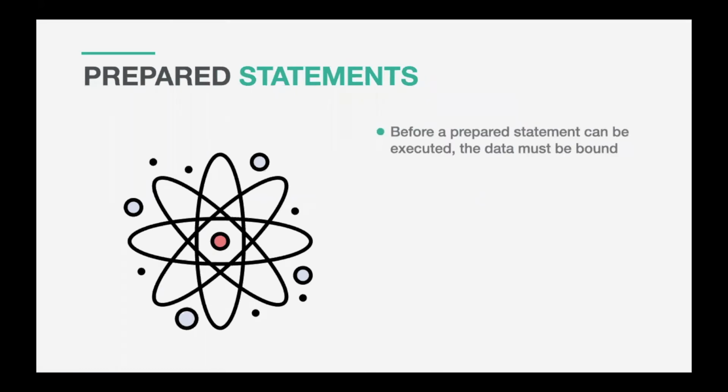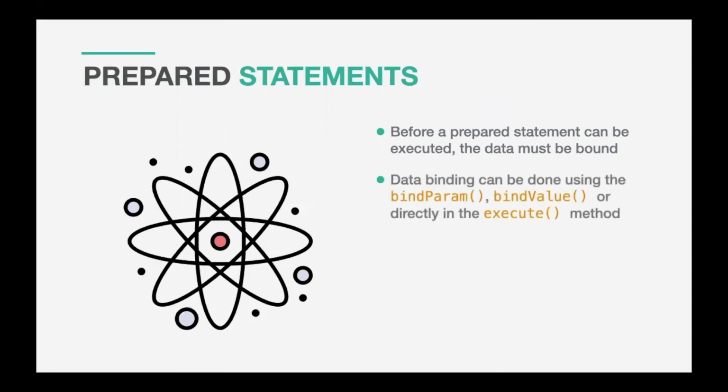So once we've prepared the statement, once we have that template stored with the database, we can then execute it. But before we can execute it, we need to actually bind some data with that statement. Because we've created that named parameter, we need to store some values with that named parameter. There are a few different ways we can do this. We can use the bind param method, we can use the bind value method, or we can pass in an array that will make the connection with the execute method directly.